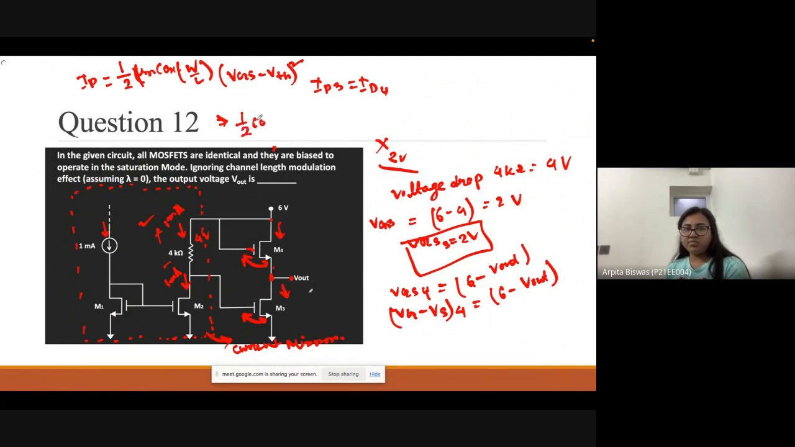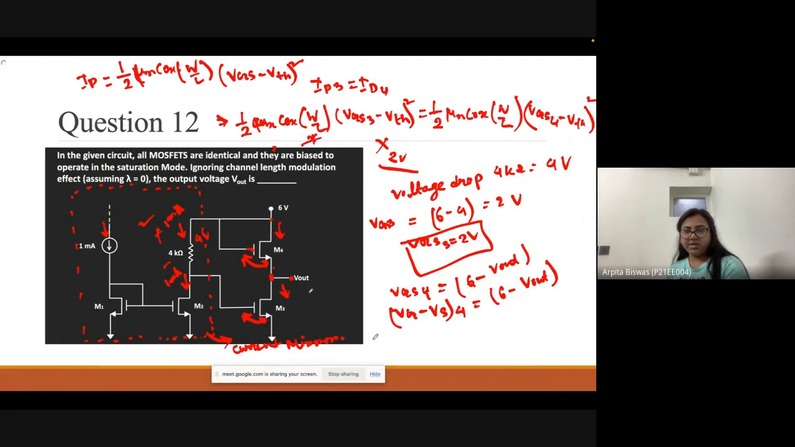ID3 is half of mu1 Cox W by L into (VGS3 minus VTH) whole square. And for ID4, half of mu1 Cox W by L into (VGS4 minus VTH) whole square, right?